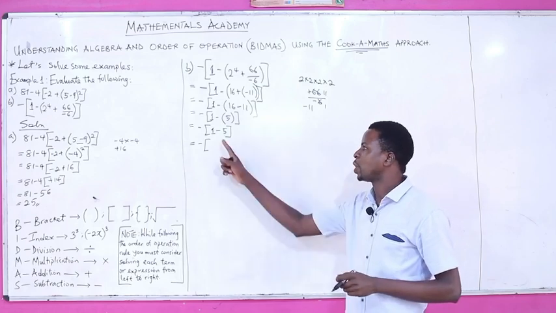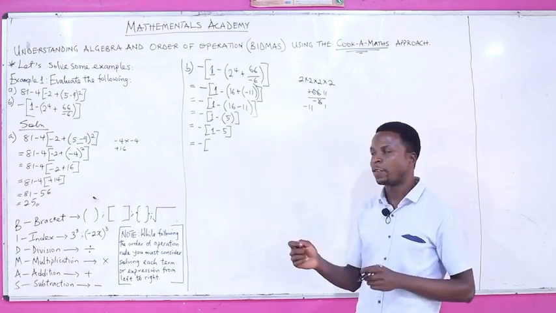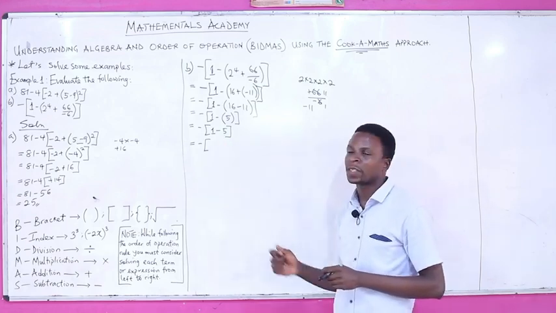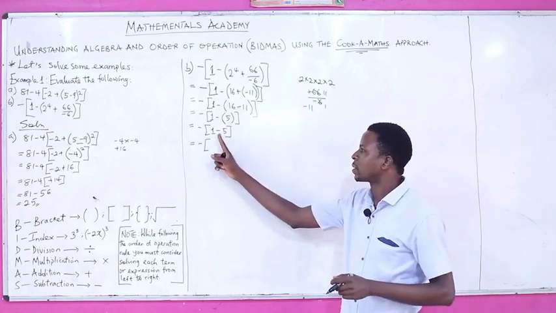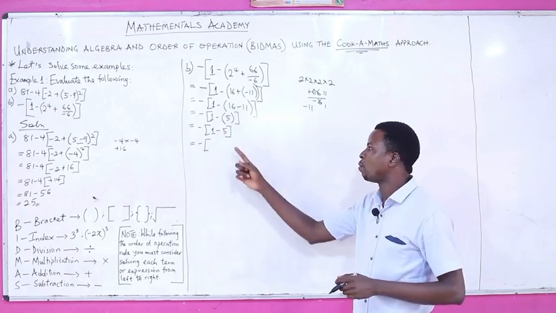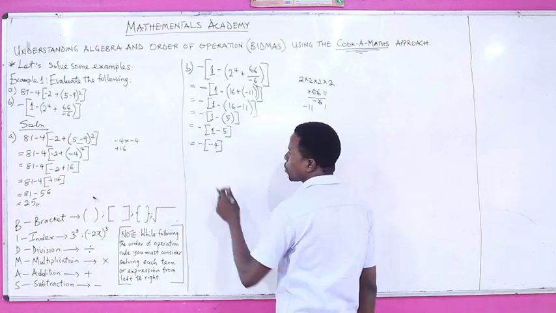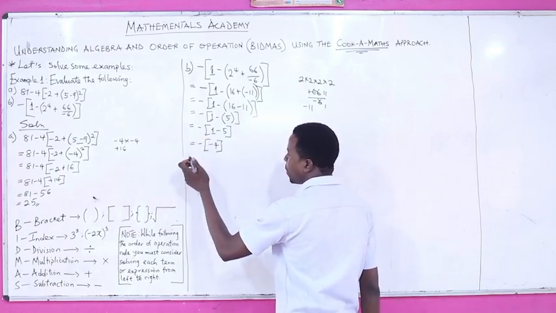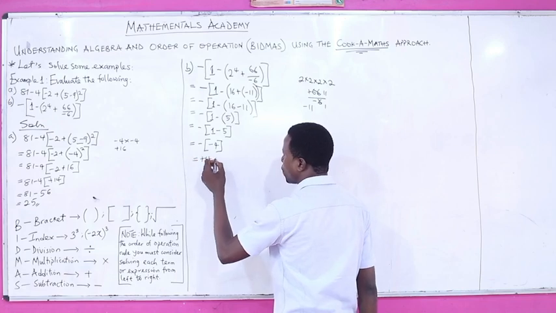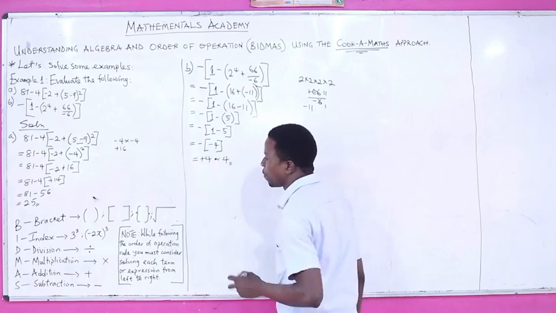1 minus 5. So this one now has a positive sign in front of it. And this negative sign belongs to 5. So I have 1 and only 5. That means I'm still owing 4. That's minus 4. So here I multiply the signs. Minus times minus, that's plus. So I have plus 4 or 4 as my final answer.